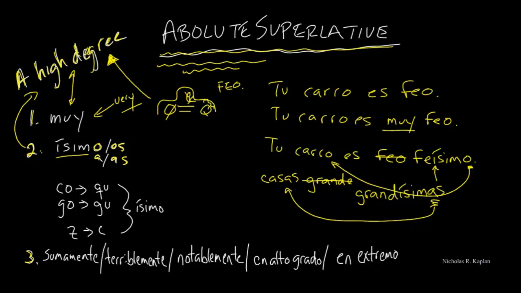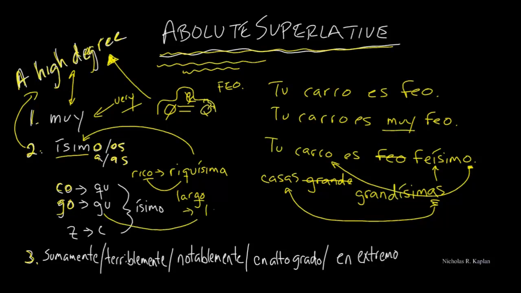There are a few that we have to watch out for, and those are adjectives that end in co and go, which change. So rico, the co changes to a qu. So the co we will change to a qu before we add ísimo. So if we want to say you are rich, you are riquísimo. If you are a female, you would be riquísima. Go, if we had largo, for example, that go changes to a gu, and then we would add ísimo.